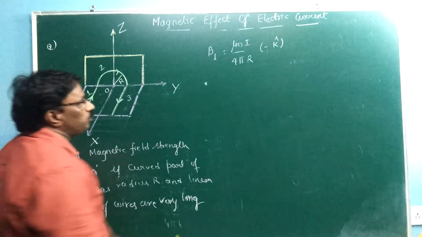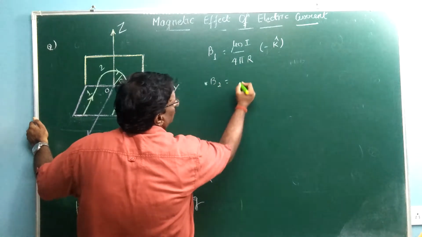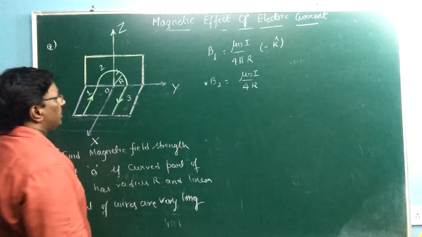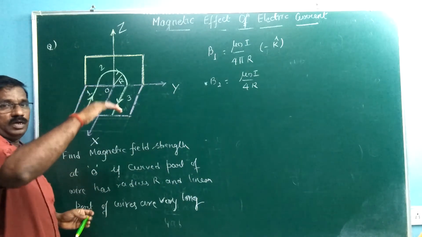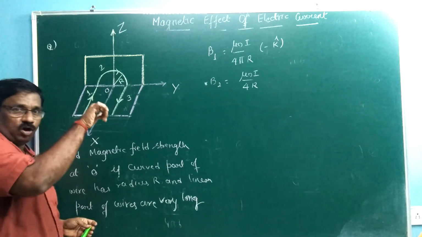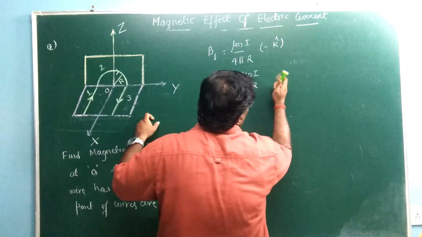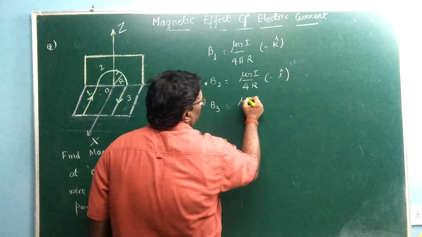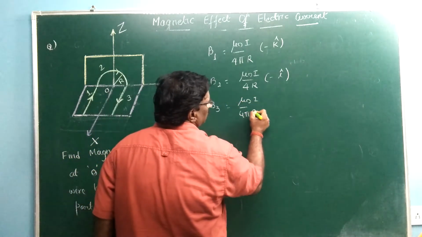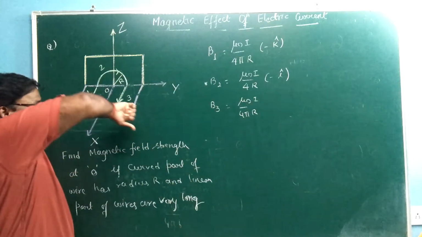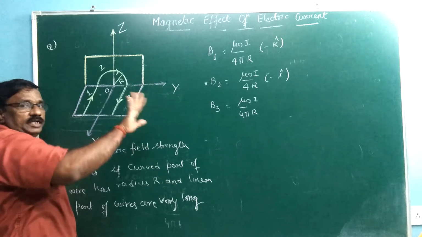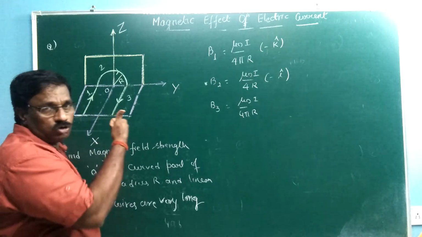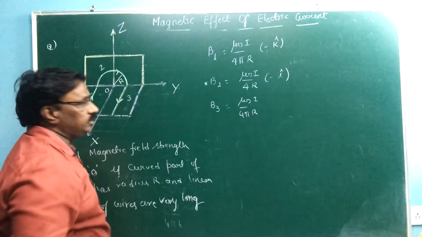Understood? Coming to B2, B2 is a semicircular wire. So mu naught I by 4R, direction into. This side is the positive x-axis and it is directed along the negative x-axis. So it is minus i cap. And B3 is mu naught I by again 4 pi R. So like this. This side it is into, this side is out. It is in the xy plane, perpendicular to that is the z axis. It is into, meaning negative z axis. Towards you is positive and away from you is negative. So it is also minus k.